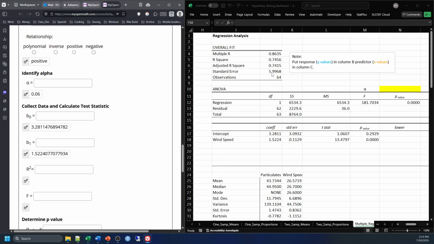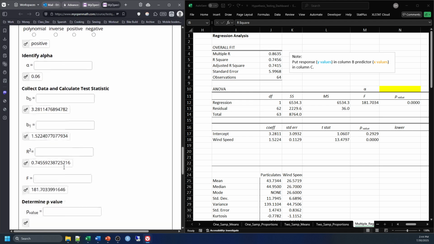We get R squared, and R squared is up here. There's a couple of them. We see multiple R, but the one that we want is R squared. And this is simply the percentage of the variability in the data that is explained by the model. And so we can see that it's roughly 75%. And our F statistic is right here. And we get our F of 181.